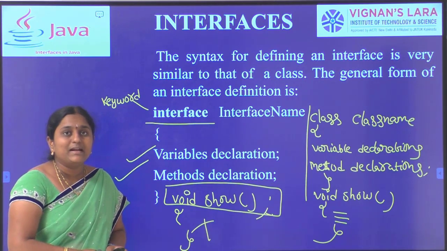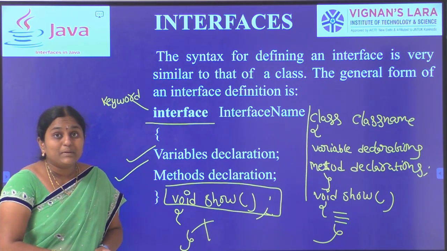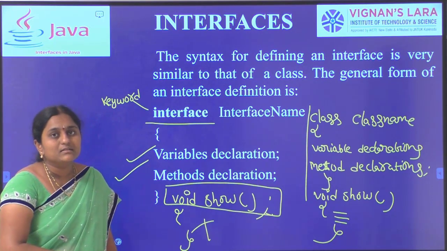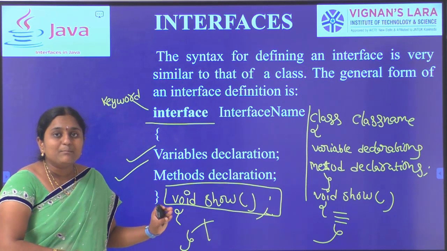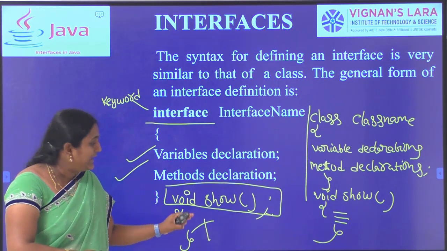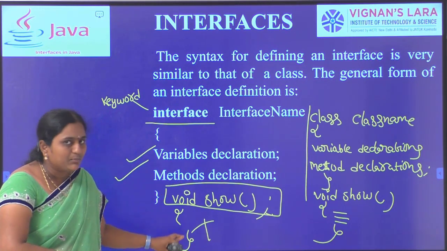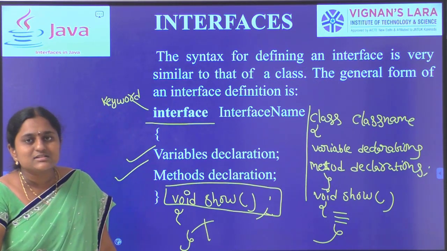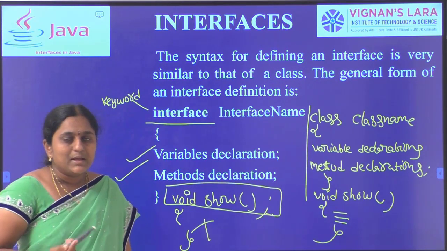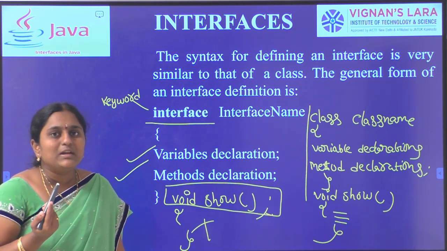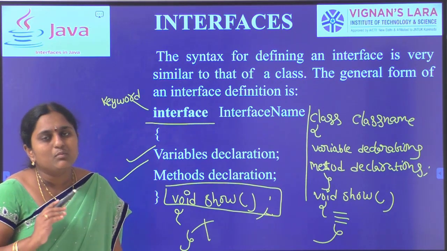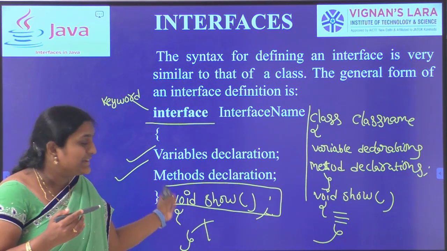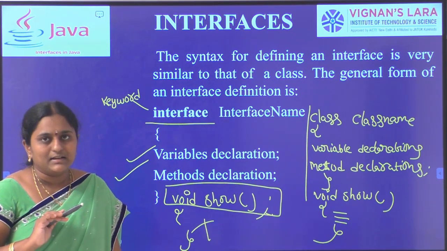Interfaces are unimplemented structures, because we can't provide the body of the method. Interfaces contain only method declarations without any body. But a class is a fully implemented structure because it contains method declarations with the body. That is a difference between class and interface.